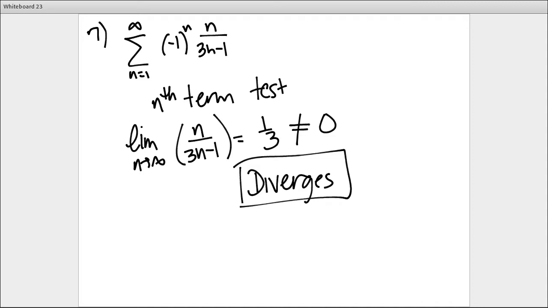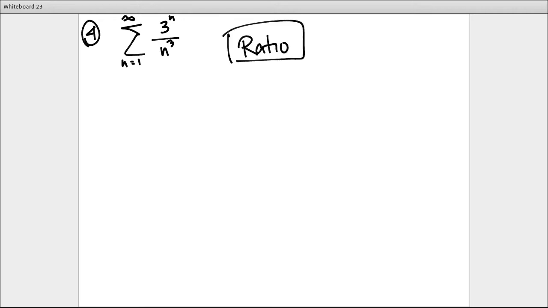How about another ratio test, like number 4, 3 to the n over n cubed from 1 to infinity. So there is another one that would be good for the ratio test.